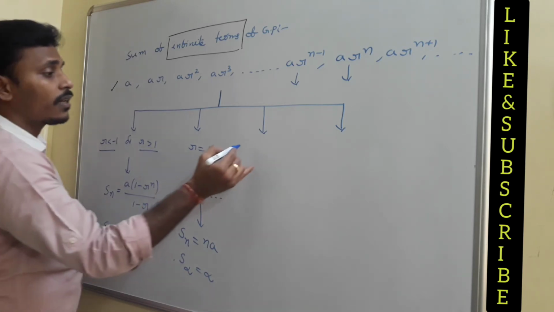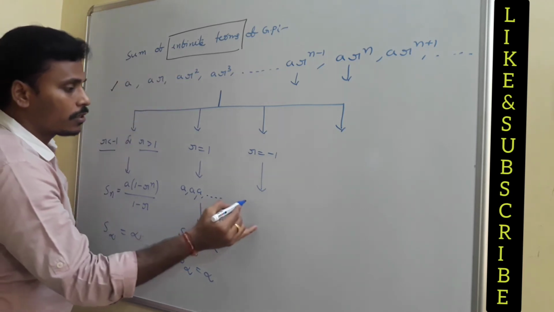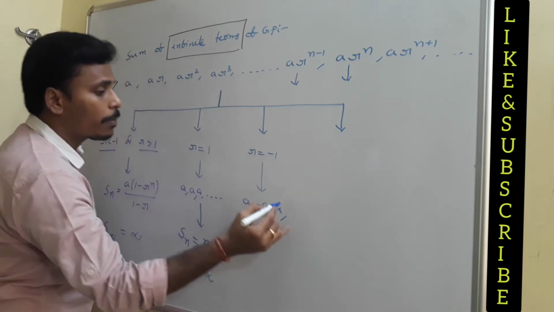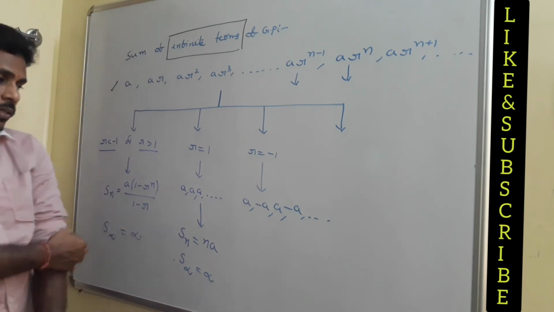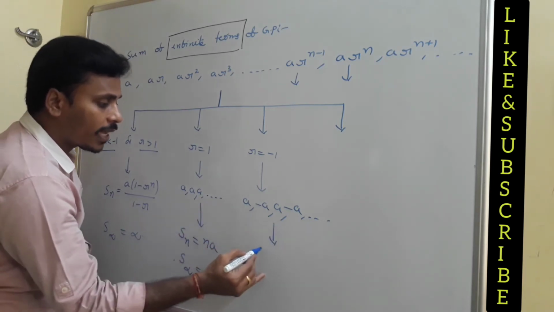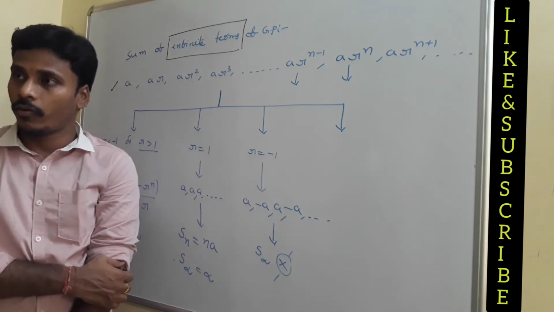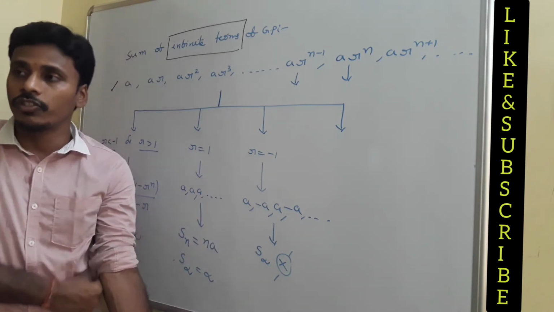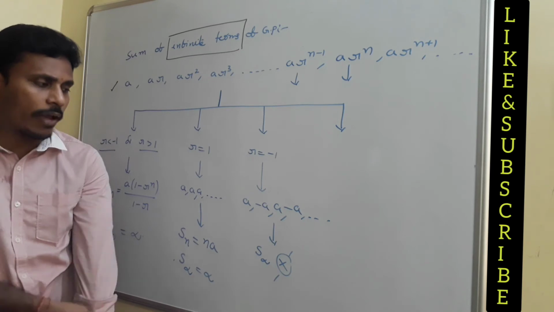Whereas in the other case, if R is equal to -1, how will the terms change? The first one is a, the second one is -a, the third one is again a, the fourth one is again -a, like that it goes. It is an oscillating sequence. For that oscillating sequence, finding S infinity is difficult. S infinity won't exist, because we don't know exactly about infinity. Infinity is actually uncertain. The sum of 2 terms is 0. For 3 terms, it is a. For 4 terms, it is 0. But whether infinity is even or odd, we don't know. So there is no chance to calculate the infinite terms.